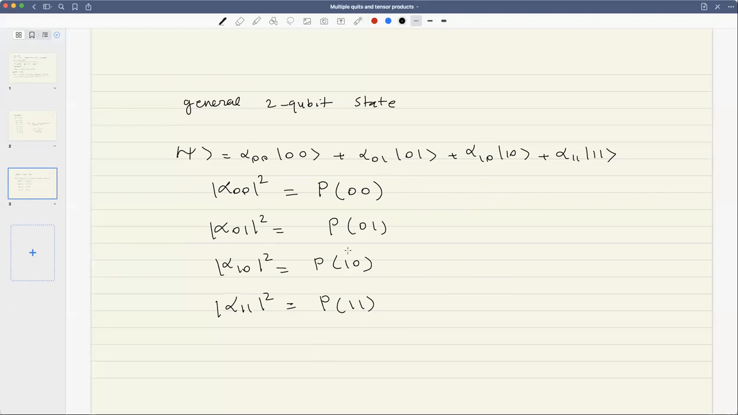So again, this implies that the sum of all these probabilities must be equal to 1. So the normalization condition for 2 qubits becomes alpha 0, 0 absolute value squared plus alpha 0, 1 absolute value squared plus alpha 1, 0 absolute value squared plus alpha 1, 1 absolute value squared. That's equal to 1.